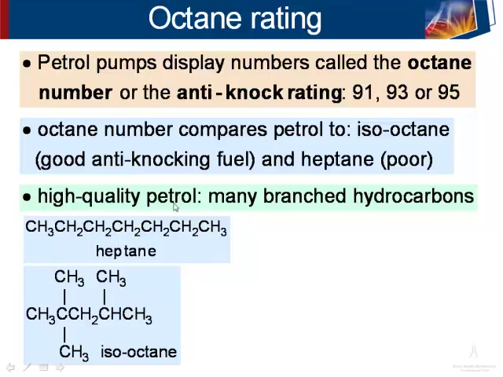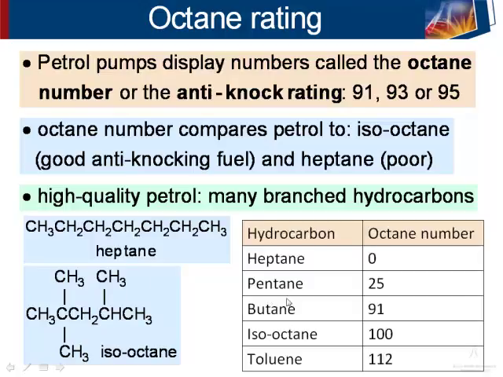A high quality petrol has many branched hydrocarbons. So something like isooctane, which has many branches, has a higher octane rating. If you look here, heptane is a 0 octane number, pentane 25, and butane 91. Isooctane, the branched alkane, has an octane number of 100, and toluene 112. So the more branches, the higher the octane number, and the straighter the chain and the shorter, the lower the octane number.